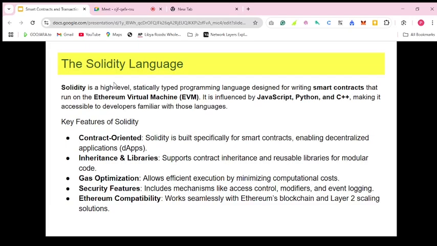So the Solidity language is a high-level language. By high level, I mean the kind of code that you're going to be writing is closely similar to English compared to some other languages, like C for those that have written any programs in C. C is slightly low level.